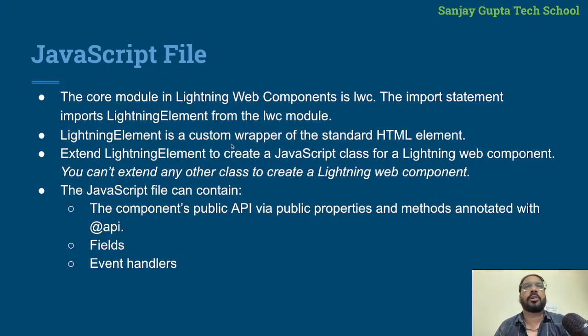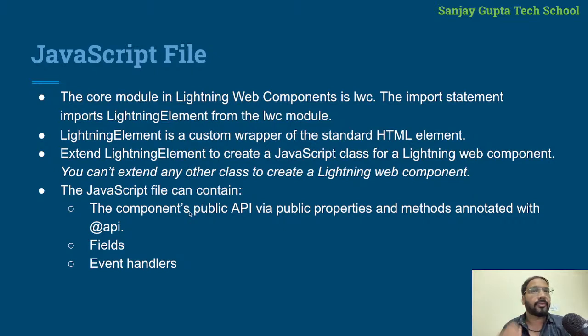Then the core module, I think we discussed this yesterday as well, so I'm just skipping the first line. Then lightning element is a custom wrapper of the standard HTML element. You need to extend lightning element to create a JavaScript class for a lightning web component. You cannot extend any other class to create a lightning web component. This is part of the syntax because all the HTML related standards are already wrapped with this lightning element. So you just need to extend this only.